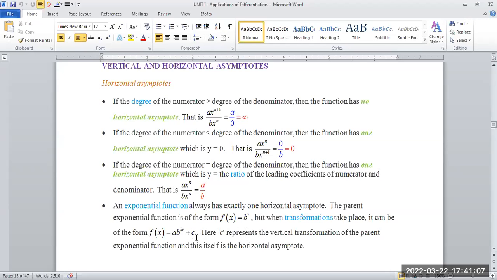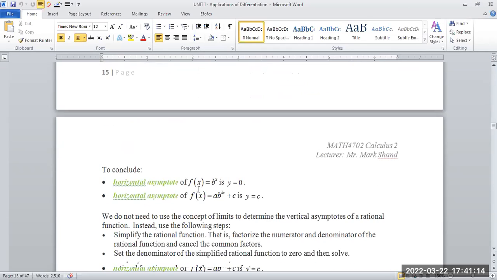So this is going to be the vertical thing, vertical because it moves along the y-axis, but that's how you're going to find a horizontal asymptote. You don't have to worry, I'll show you what I mean by it. So if I just give you b to the x, b raised to the x power, it means that your horizontal asymptote is going to be equal to 0 because there is no vertical transformation. And if you have something like a b to the kx plus c, this c is going to be your horizontal asymptote.